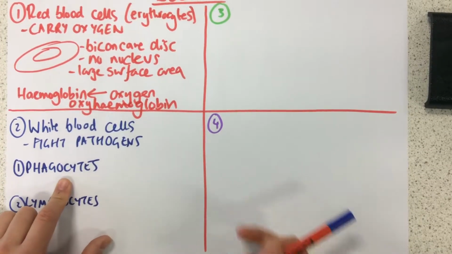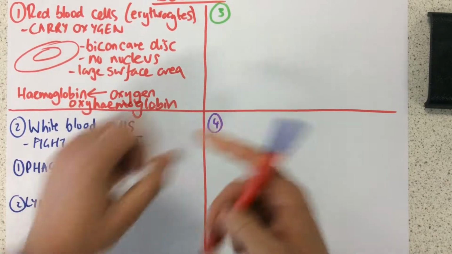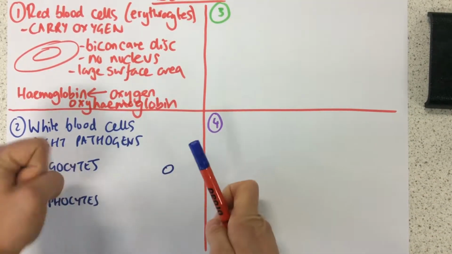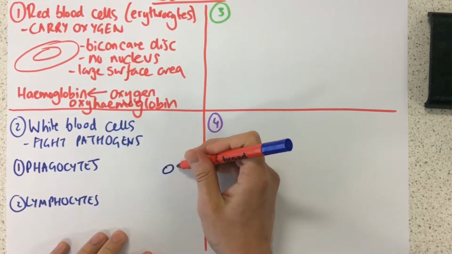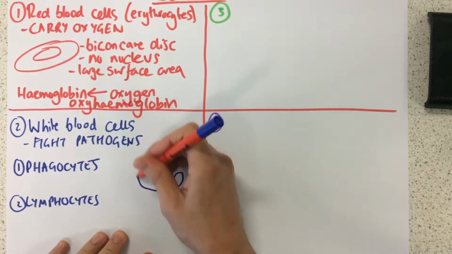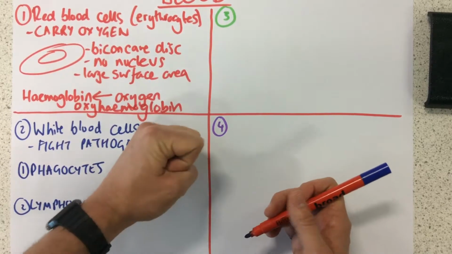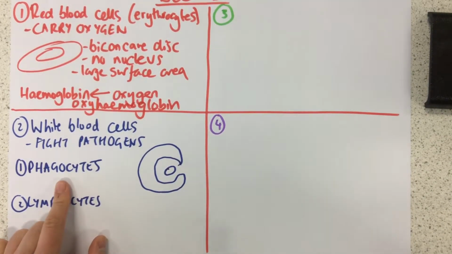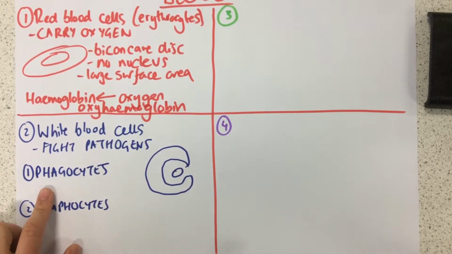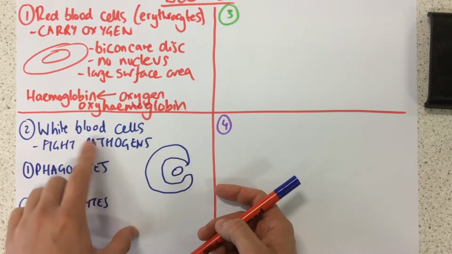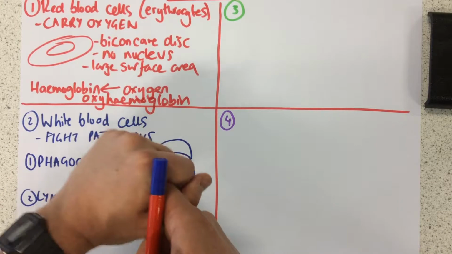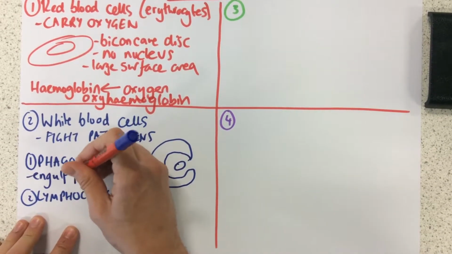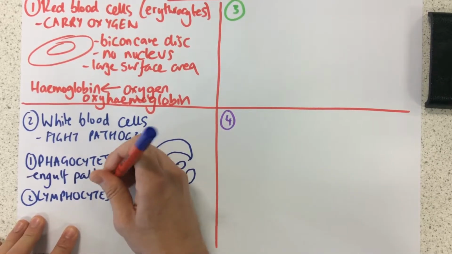Okay, so phagocytes surround and engulf a pathogen. If a pathogen, let's say there's one there, gets into our body, the phagocyte can surround it, engulf it, and break it down. So that is one way that white blood cells can fight against pathogens. Phagocytes engulf them using the process of phagocytosis.